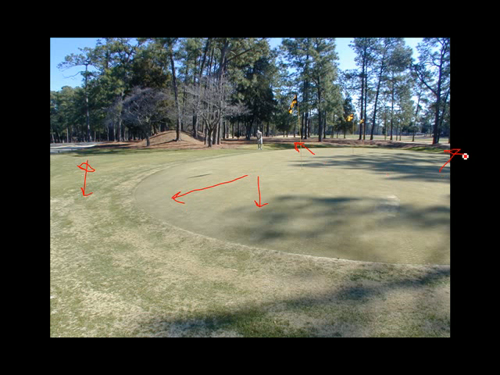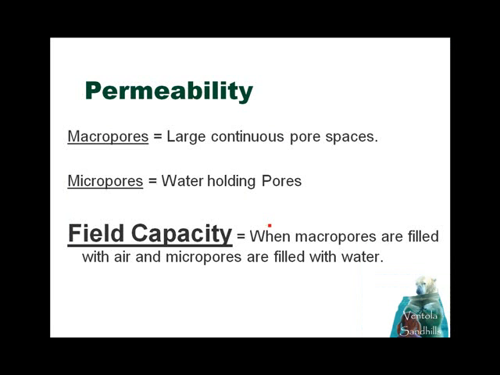Macropores are large, contiguous pores that hold air, oxygen, water, all the things that are in the air that we breathe. Micropores generally hold water at field capacity. As the soil dries, the larger micropores will become filled with air. So field capacity is when the macropores are filled with air and the micropores are filled with water.